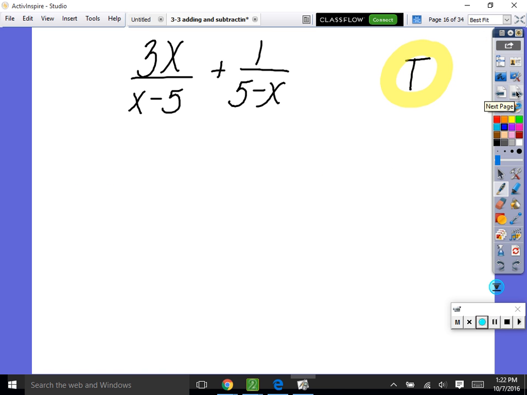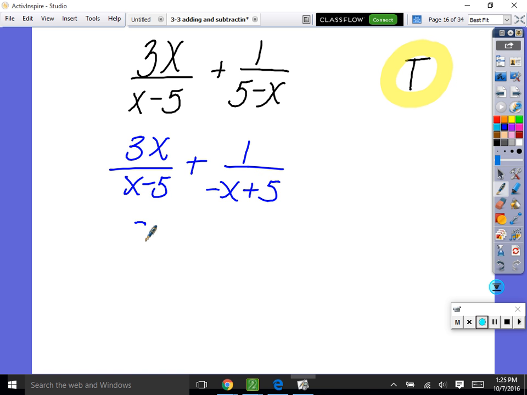Let's do another one. Do you need to see another one like this, or are you ready to try it? Remember with the bottom being a little weirdy weird? Okay, then I want you to try it right now. Go for it. Okay, so guys, we have 3x over x minus 5 plus 1 over negative x plus 5.